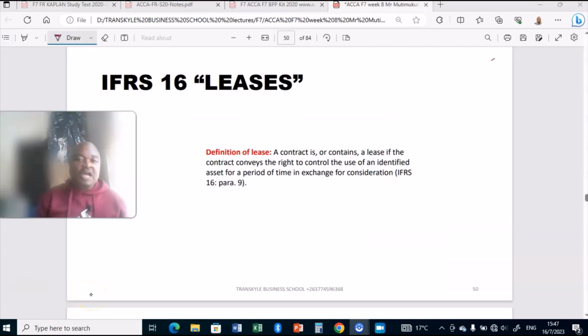Now, perhaps we should start with the definition of lease. A contract is or contains a lease if the contract conveys the right to control the use of an identified asset for a period of time in exchange for consideration. Okay, so it only becomes a lease if it conveys the right to control the use of an identified asset for a period of time in exchange for a consideration. So that's a lease, ladies and gentlemen.